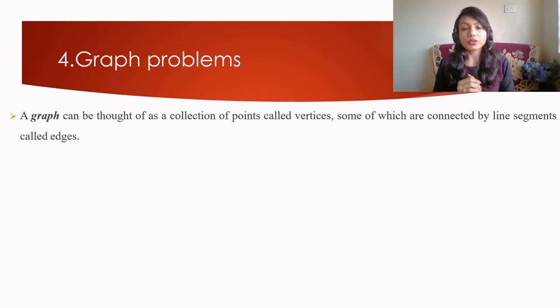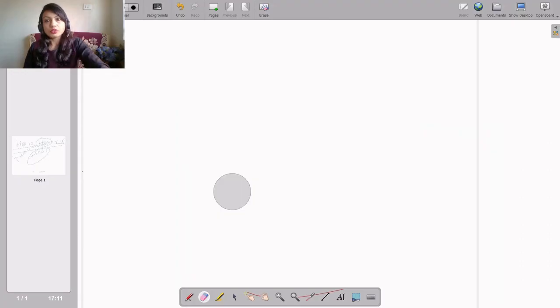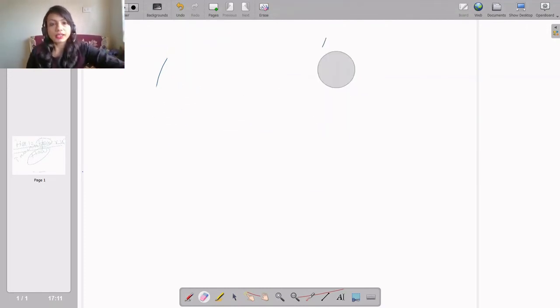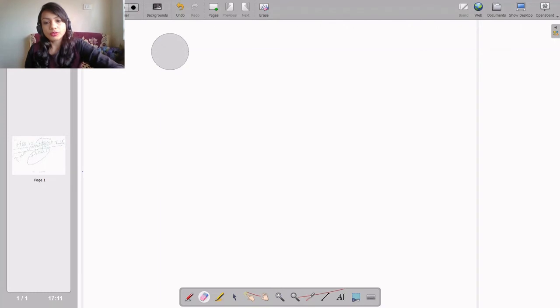A graph can be thought of as a collection of points called vertices, some of which are connected by line segments called edges. So we can take an example of a graph. So this is your graph. Sorry. So we'll take an example of a graph and see what vertices are and what edges are.